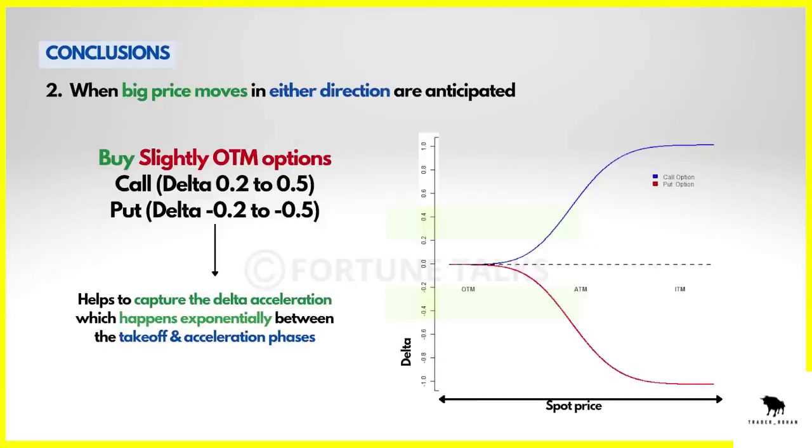The second point is when you expect big price moves in the underlying. Then I will recommend you to buy slightly OTM options because you can expect to win big given the fact that the delta acceleration really comes into action during the takeoff and acceleration phase. During big price moves in the underlying, the slightly out of the money options tend to move quickly between the different stages of ATM to slightly ITM, giving eye-popping returns.